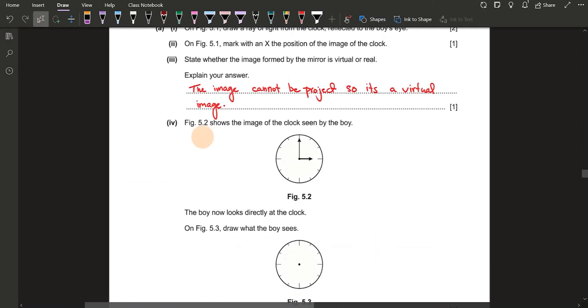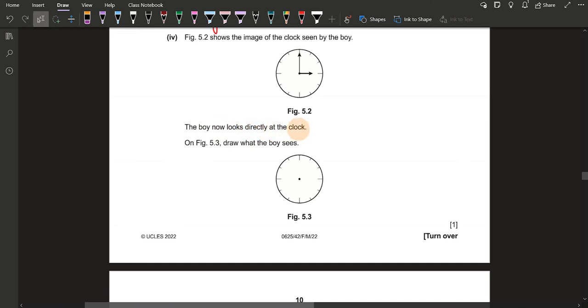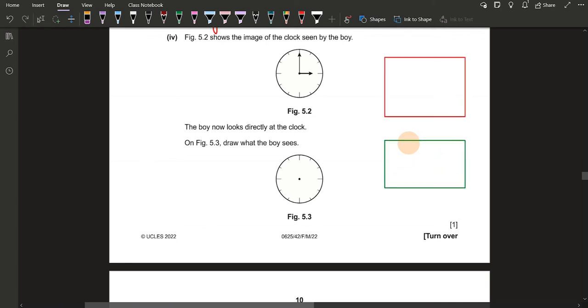Part 4 says, figure 5.2 shows the image of the clock seen by the boy. Now, the boy now looks directly at the clock. On figure 5.3, draw what the boy sees. So, we know when we look in the mirror, let's see, here, this is a mirror. Now, if the object is positioned here, and the mirror is going to be here on this side. If you see from our perspective, this is going to be our left and this is going to be our right. But then when we see from the perspective of the mirror, this is going to be the left and this is going to be the right. So the image will be opposite, or you can say it will be reflected.